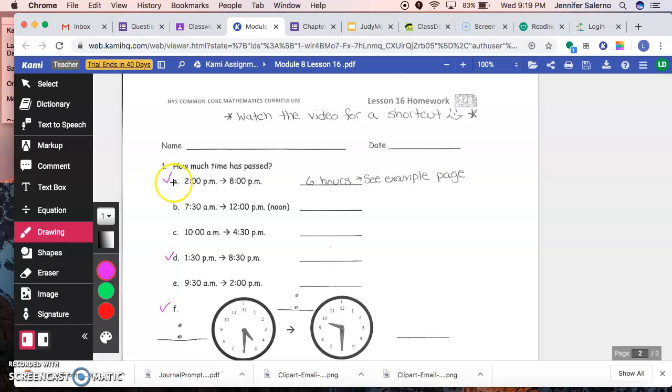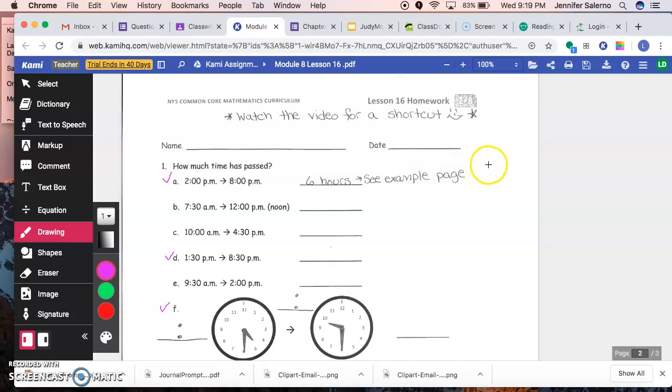So they're telling me for letter A that my start time is 2 p.m. and my end time is 8 p.m. And they want to know how much time has passed. So yes, I could sit here and I could draw my number line and my loops like you saw above. But because I'm dealing with both double zeros here, as you can see, they both have to have double zeros. So this has double zeros and this has double zeros. I have a shortcut that I could do when that happens.